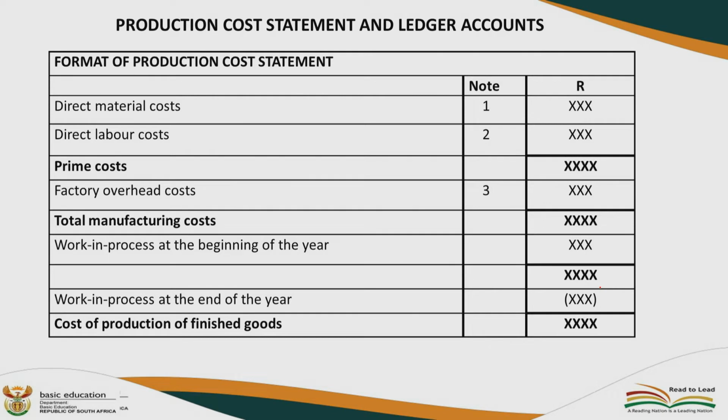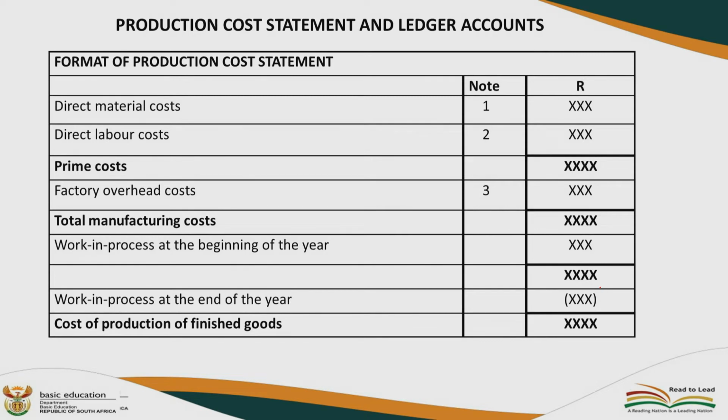All right, boys and girls, you now need to understand what this production cost statement is. How do we get the cost of us producing units? Very easy. Let me take you through it. Already in your mind, you still remember: direct material cost.